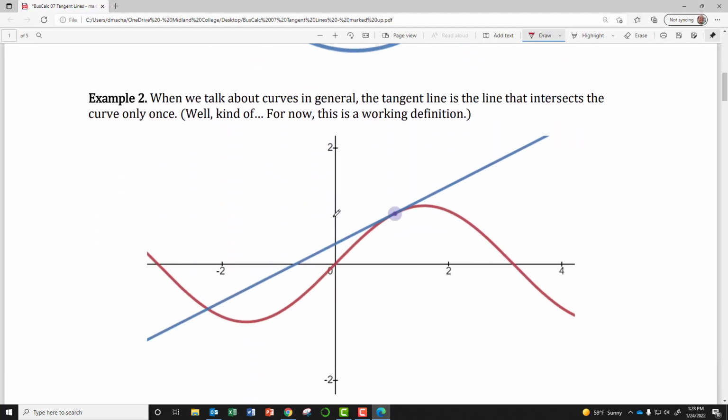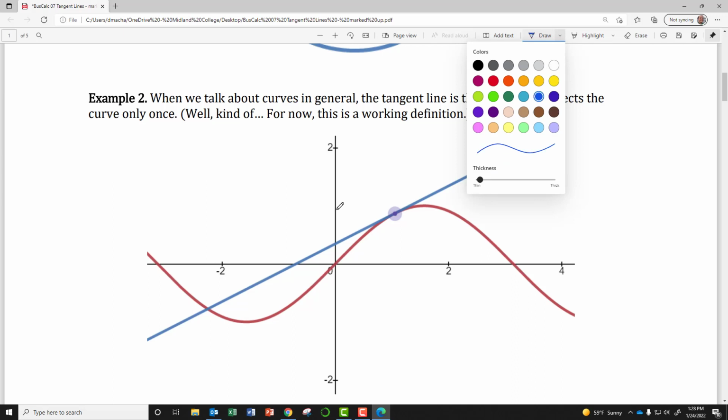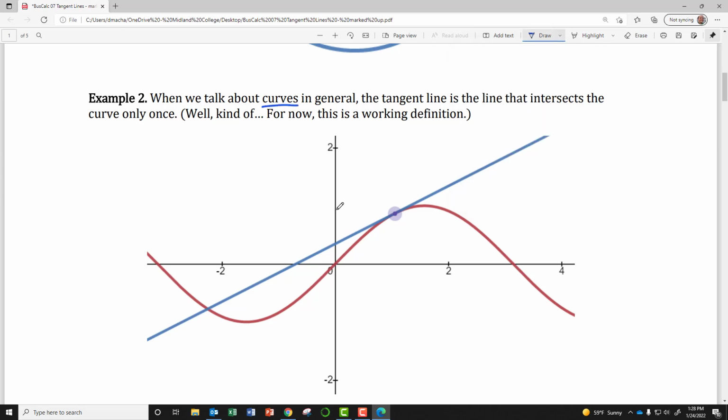Okay, so when we talk about curves in general, so not just circles, but any kind of curve, the tangent line is the line that intersects the curve only once. And this is a really lazy definition, but for now, that's what I want you to think about. If you look at this right here, we're talking about this red curve being my curve, and this blue line being the tangent line.